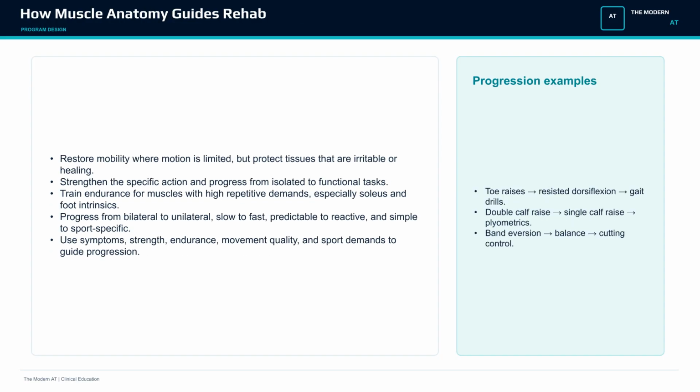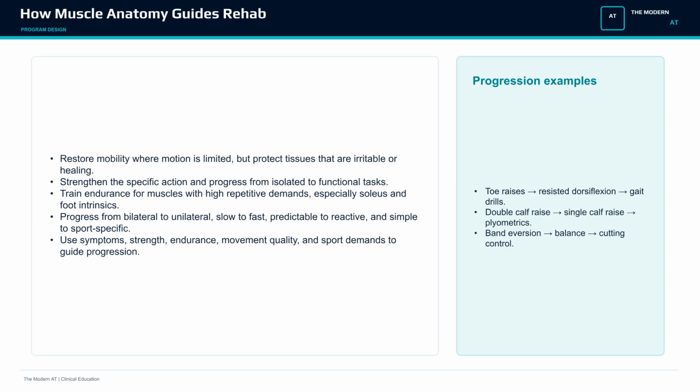Muscle anatomy should guide rehabilitation design. If dorsiflexors are weak, train controlled dorsiflexion and gait clearance. If fibularis function is impaired after ankle sprain, progress eversion strength, balance, landing control, and cutting. If plantar flexors are involved, gradually restore calf capacity through isometrics, raises, eccentrics, endurance work, and plyometrics. If tibialis posterior or toe flexors are involved, address arch control and push-off tolerance.